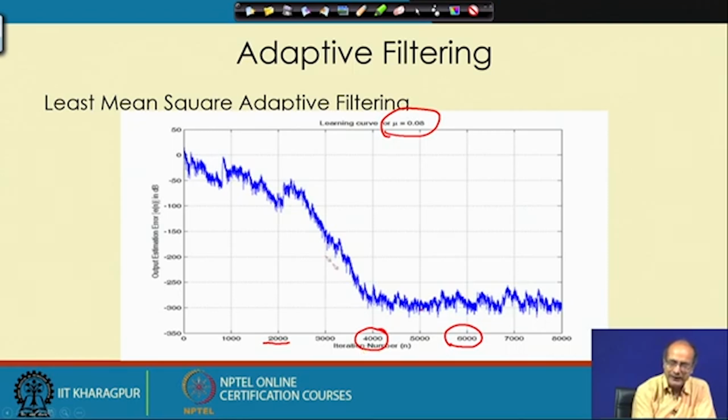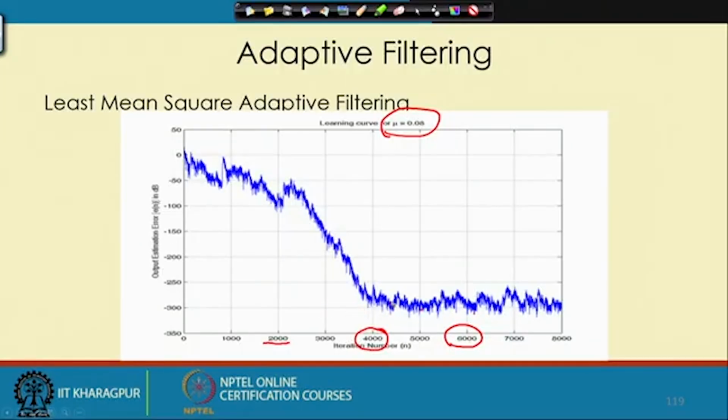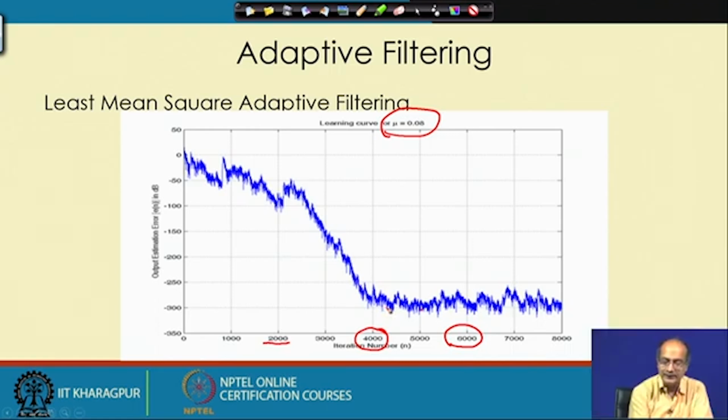So, the weight vector lag in this case has not reduced, and associated with that we see that the error after the convergence has also increased. We see there is a movement above the minus 300 dB line. Overall error, if we look here, the changes are more. So, we see that by increasing the mu we are having more weight vector noise.